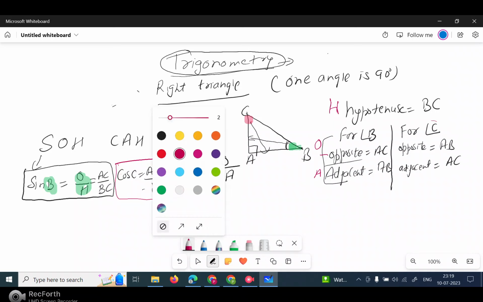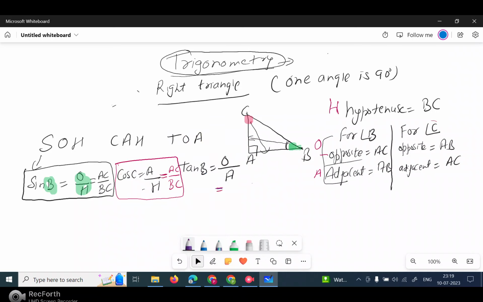Now I'll go with this third type, tan of B. I will go with B. What are opposite and adjacent for angle B? I want to go with opposite for angle B. It will be AC. What is adjacent for angle B is AB. So AC divided by AB will become your tan of B.